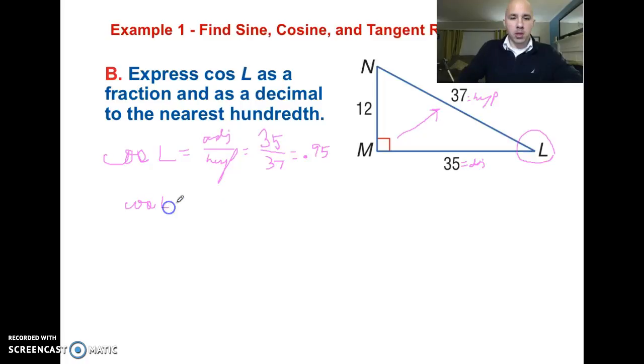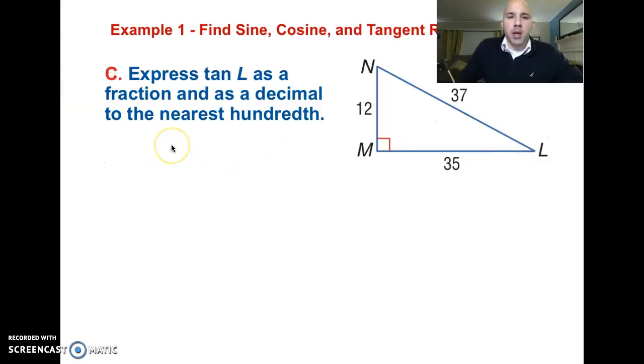All right, cosine L is 35 over 37, or cosine L, angle L, is going to be 0.95. All right, any questions, please let me know. Thank you. Example 1, letter C, find sine, cosine, tangent.